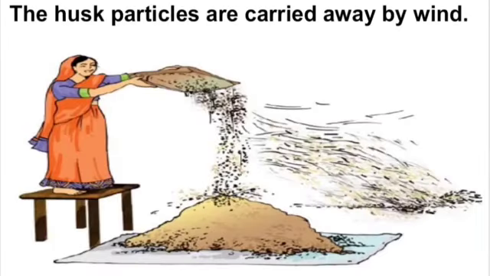This picture shows the winnowing process. In this picture you can see the husk particles are carried away by wind. It means the husk particles are separated from the grains with the help of wind. It means for separating the heavier and lighter components of a mixture, we can use this method.